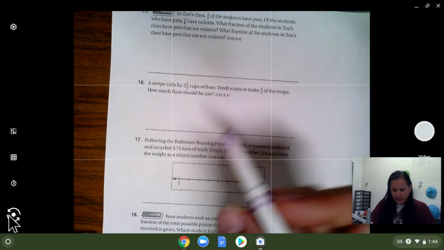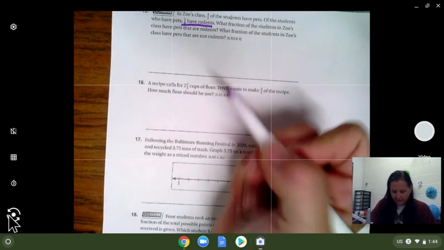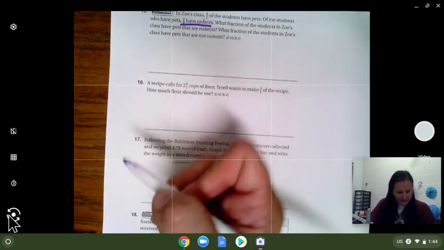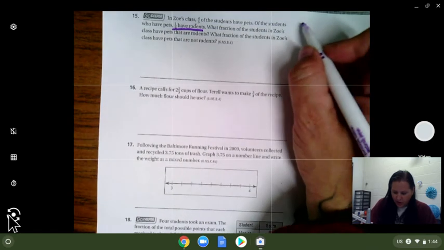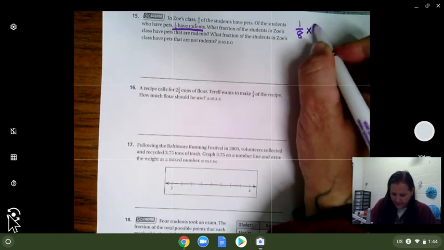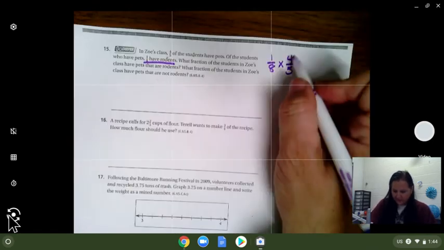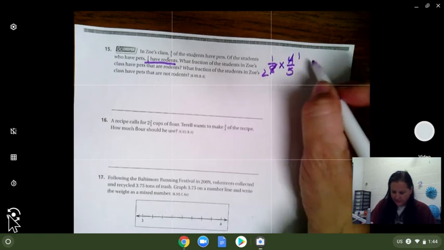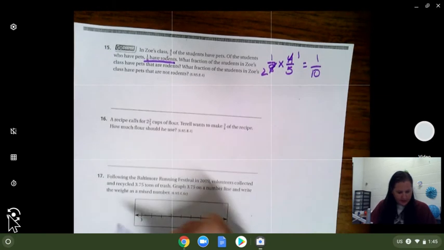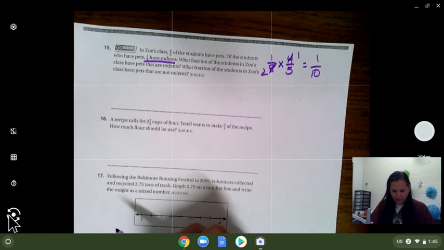So this one, we're going to start with 1/8 have rodents, 1/8 of these pets. So remember the word of tells us to multiply. So we're going to do 1/8 times 4/5. I'm going to simplify that first and get 1/10. So 1/10 of the class has rodents.